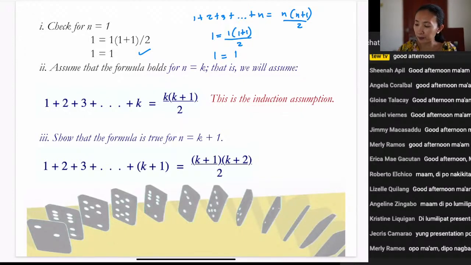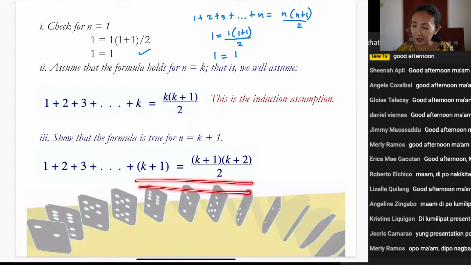Number 3, third step. We have to show that the formula is true for n is equal to k plus 1. So, if it's true for n is equal to k, we have to show that it is true for n is equal to k plus 1. Okay? That the sum of 1 plus 2 plus 3 until the k plus 1 term is equal to, instead of k now, we shall replace this with k plus 1. If I change k with k plus 1, it becomes k plus 1 plus 1. That's why we have here k plus 2 all over 2. This is what we are going to show.